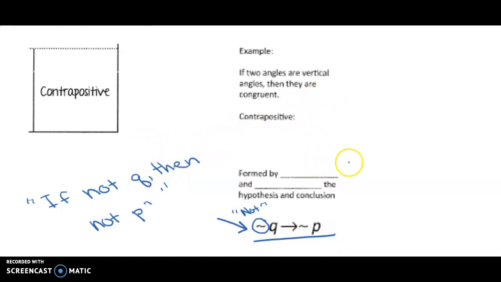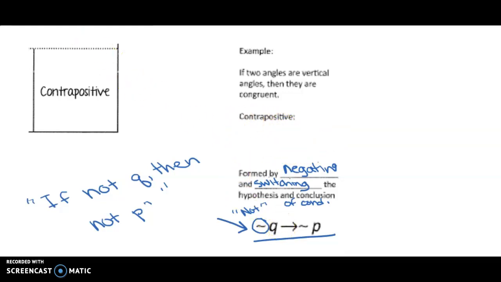Okay, so notice that all we're doing is negating, which is doing the opposite of. So when we say "not," that would be negating. And we are switching the hypothesis and the conclusion of the conditional statement. So if we take the conditional statement, negate both parts, and flip the hypothesis and conclusion, we'd get this. Now, like I said, this will make more sense after we do a couple of examples.